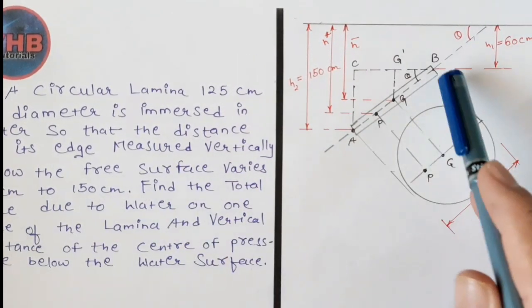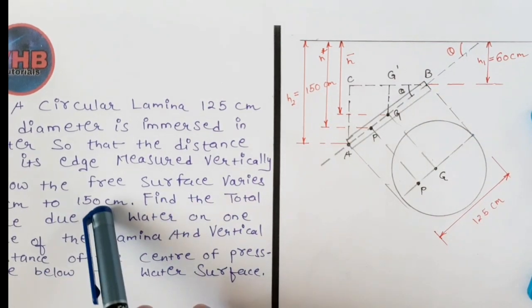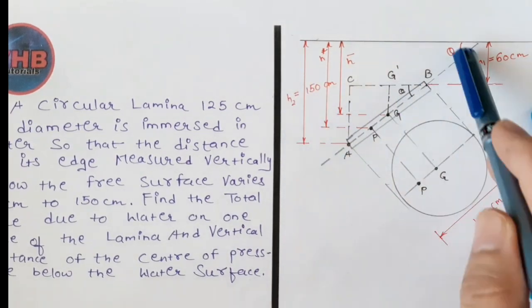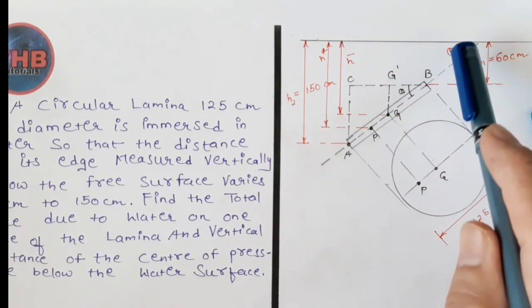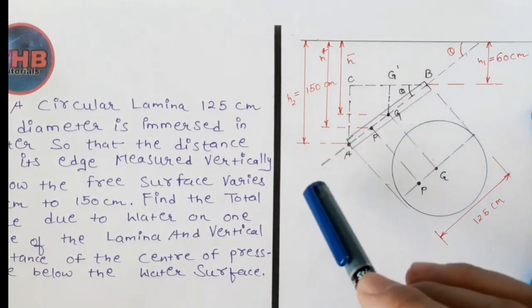Here 60 centimeter is the height of one edge from the free surface, and 150 centimeter is the height of the second edge from this surface. Okay, here angle theta is not given. So we have to find that angle.